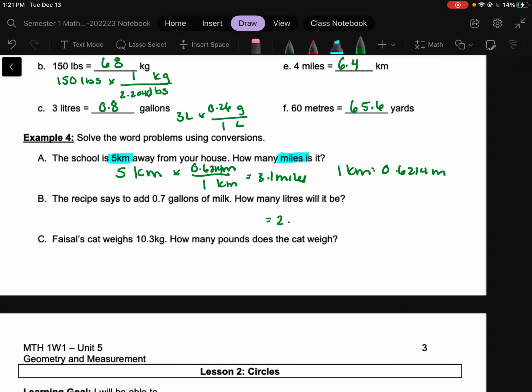All right, try B and C on your own. Try it out. Pause now. All right, check your work, make sure you understand that.